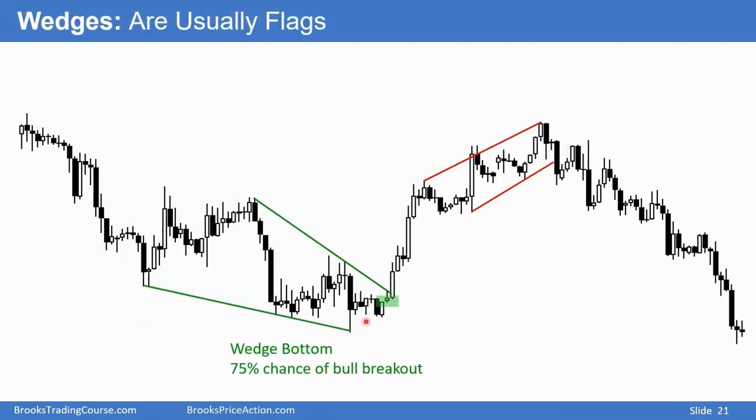Wedge bottom, 75% chance there'll be at least a small bull breakout. Here we got a very strong bull breakout. Wedge bottom, a lot of buying pressure in here, and we have a failed bear breakout reversed up, and now we have a bull bar here, a bull bar here. This is the third attempt to reverse up. You can also say it's the third failed bear breakout attempt.